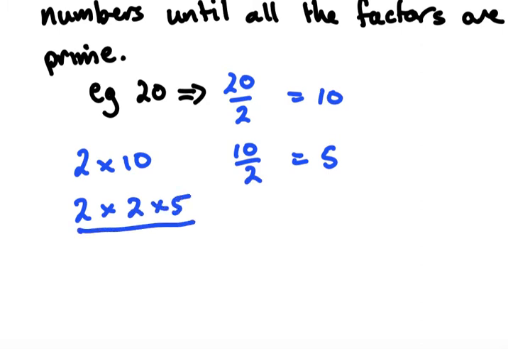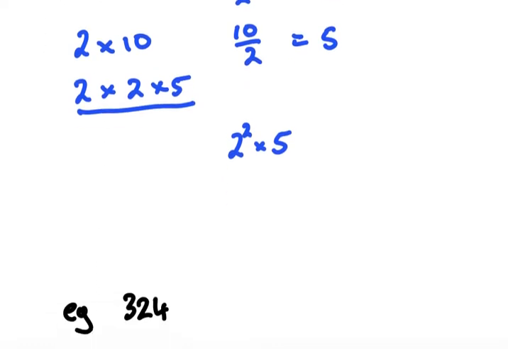So there we have it. 2 times 2 times 5. Or we can write it as 2 squared times 5. There is the number 20 as a product of primes. Let's try it again with 324.